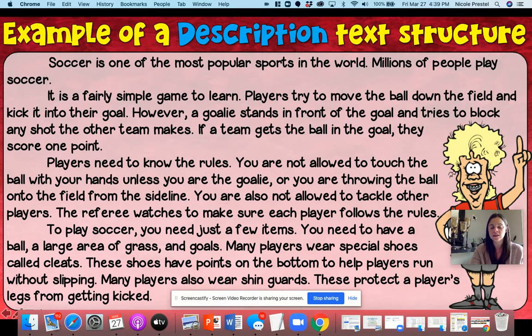So this is a description passage, okay? I'm going to read the first part. You are going to finish it. When I'm done reading the first part, pause the video. So we're up here. Soccer is one of the most popular sports in the world. Millions of people play soccer. So first thing you're thinking about is, if this is description, what is the topic? That seems pretty easy on this one, right? The topic is probably soccer. Okay, pause the video here and keep reading.